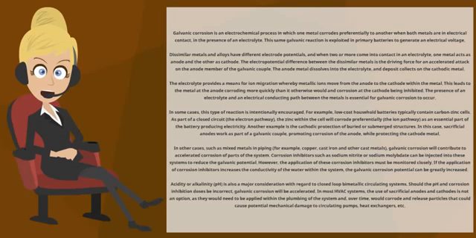In most HVAC systems, the use of sacrificial anodes and cathodes is not an option, as they would need to be applied within the plumbing of the system and, over time, would corrode and release particles that could cause potential mechanical damage to circulating pumps, heat exchangers, etc.